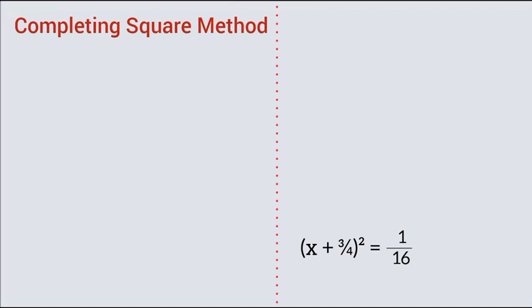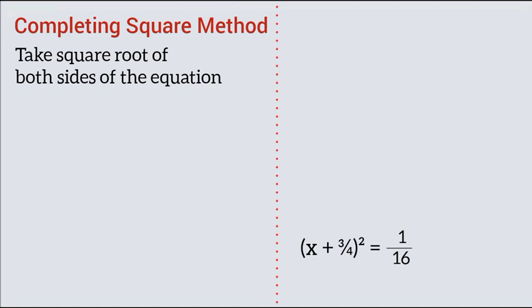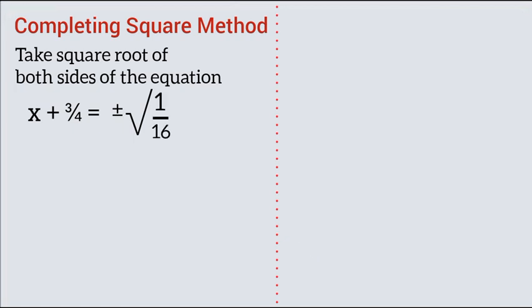So first, remove the square on the left hand side. And to do this, we are taking square root of both sides. If we introduce square roots to the left hand side, that square root will cancel the square. So you'll be left with x plus 3 over 4. Then introduce square roots to the right hand side. The square root will come with plus or minus. So we have plus or minus square root of 1 over 16.